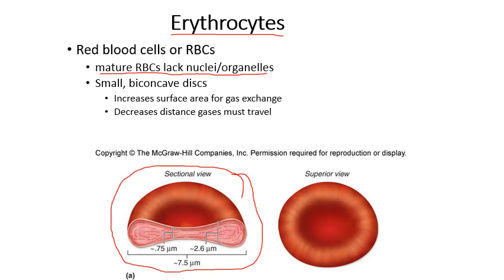Their job is to carry oxygen, so we've got to get diffusion. You can see there's a large surface area, and also the cell is concave, so it decreases the distance gases must travel, because we've got to diffuse them in and out of the cell pretty rapidly. We're diffusing oxygen in and out, and also CO2, which we will talk about.